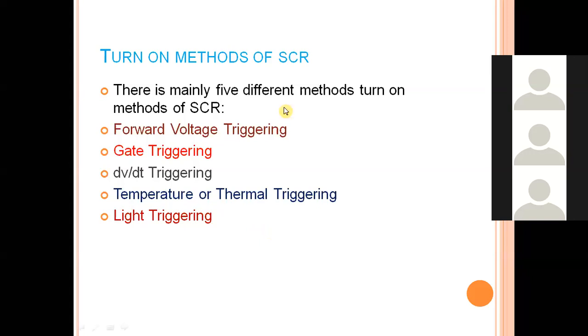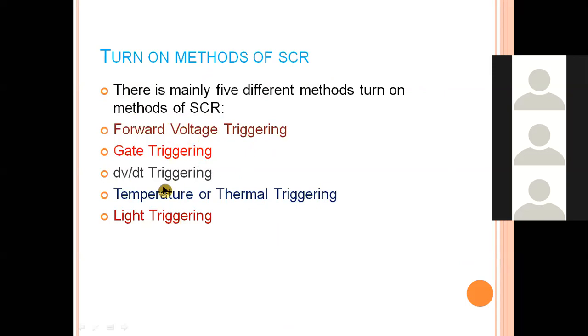So briefly, the triggering methods for the SCR are forward voltage triggering, gate triggering, dV by dt triggering, temperature or thermal triggering, and the last one, light triggering. In the case of gate triggering, it is again classified depending upon the signal: DC gate triggering and AC gate triggering. Depending upon the signals, the gate triggerings are pulse triggering method, continuous triggering method, DC signal method, and AC triggering methods.